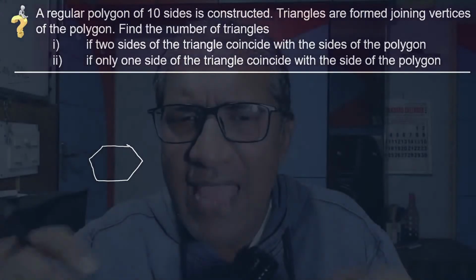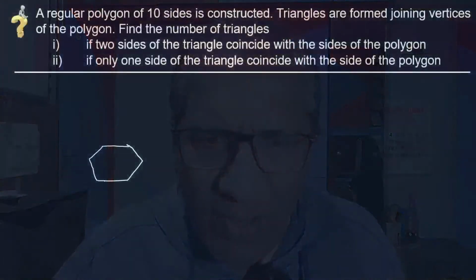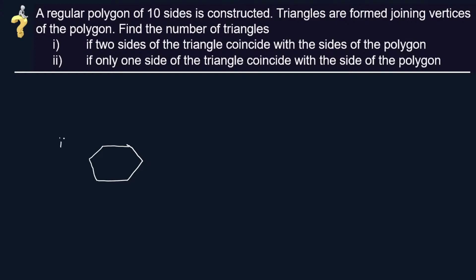Now we will do the question by taking 6 sides, and whatever conclusion we come to, we will simply expand it for a 10-sided polygon. Is it clear? Okay, now the first question is: if 2 sides of the triangle coincide with the sides of the polygon. Here is a hexagon having 6 sides.